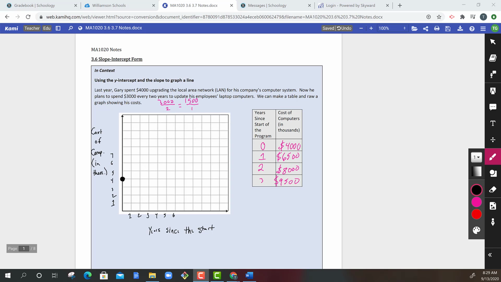And the main thing I want you to get from this is you see I've labeled both of my axes and I've graphed my initial point, 0, 4,000. So we know from last week that 0, 4,000 is the y-intercept because the x value is 0 for the corresponding y value. And the y-intercept sometimes is called the starting point of the graph.